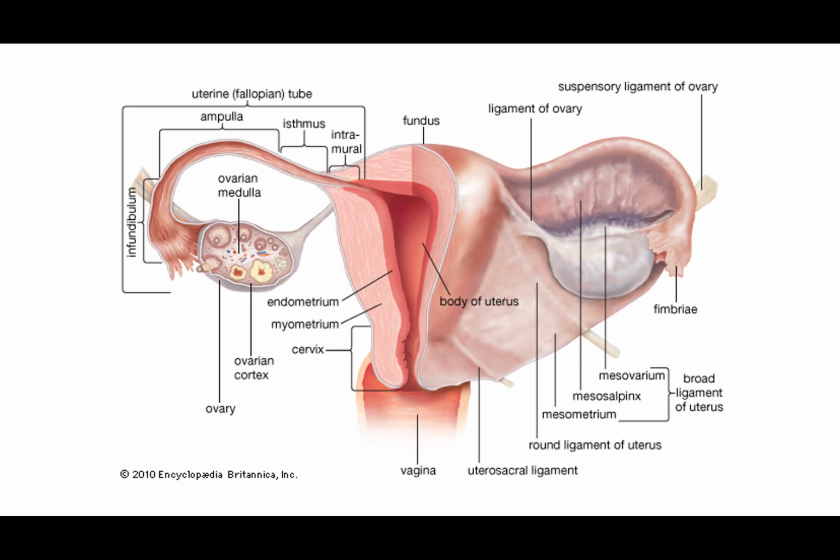Okay, fundus, body, cervix, and the isthmus. Okay, and there's that round ligament I was mentioning earlier, part of the broad, embedded within the broad ligament.